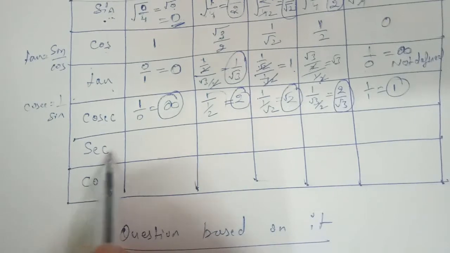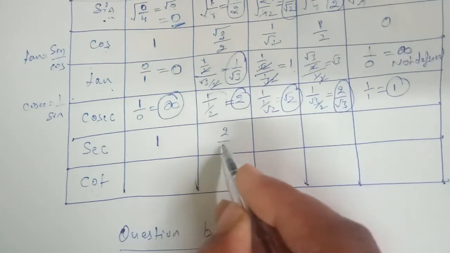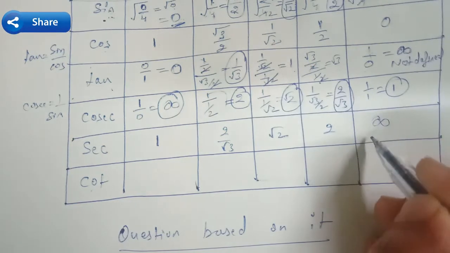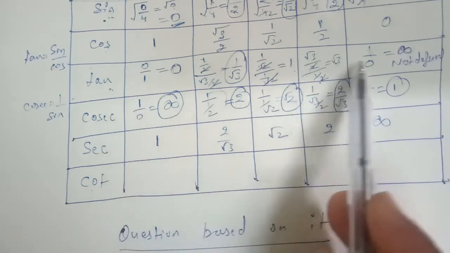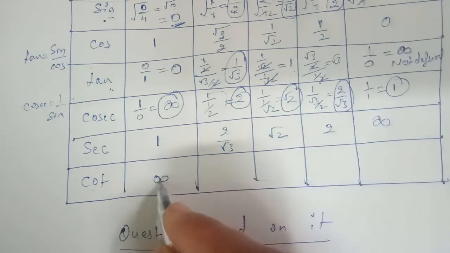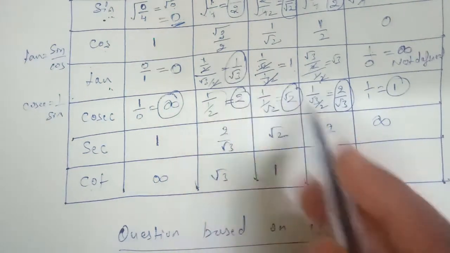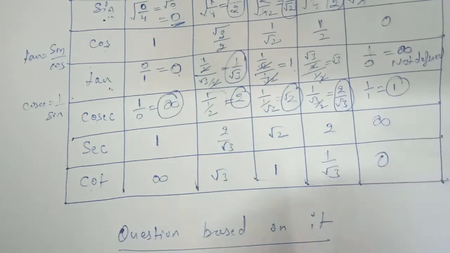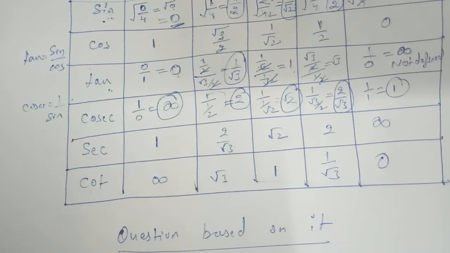For finding the value of sec, you can reverse this value. We will take it over here 1. This will be 2 by root 3. This will be root 2. This is 2 and this is infinite. For finding the value of cot, we'll take the value of tan. You can reverse it. Infinite, then root 3, then 1 upon root 3, and at the last 0. So student, this way you can frame the trigonometric table and you can apply it. But it will be better to learn it by heart.